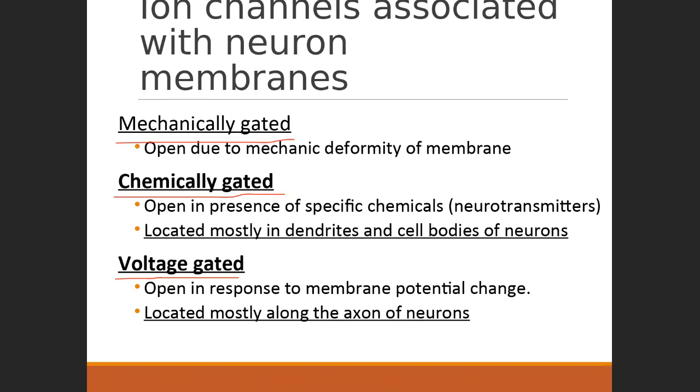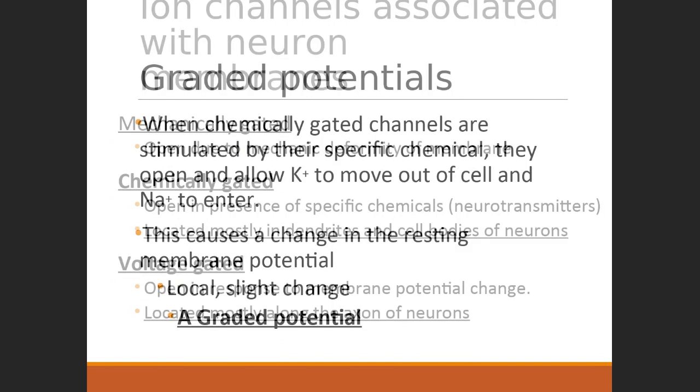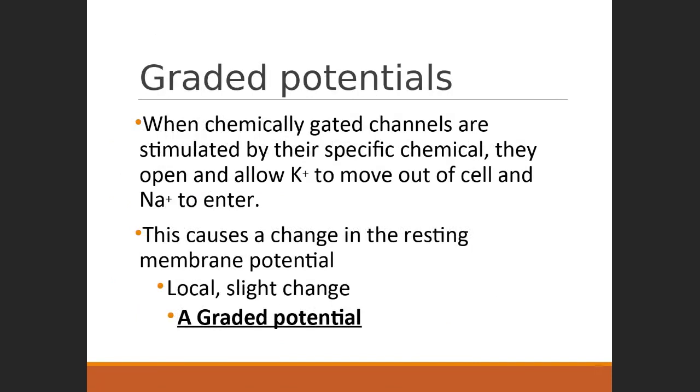These are only going to be located in the axons. Only located in the axons. Chemically gated channels were only found in the dendrites and the cell bodies. Voltage gated channels are only found in the axons. If a chemically gated channel opens, ions are going to move across that membrane, disrupt our equilibrium, and the voltage will leave the resting point. It'll change from minus 70.